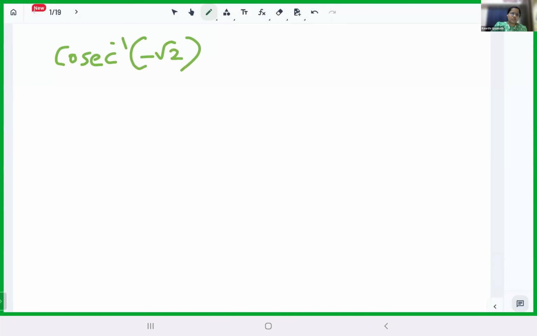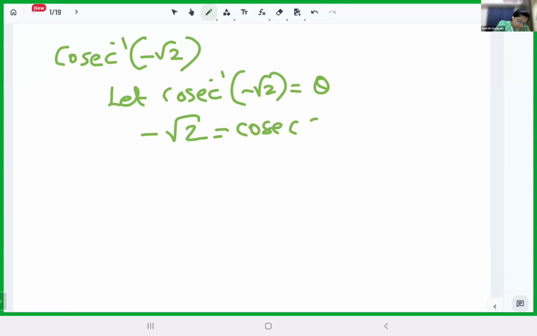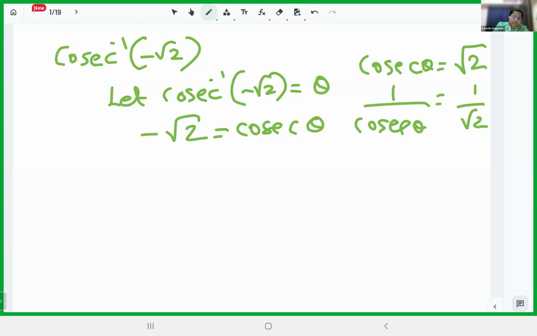Next question is cosec inverse of minus root 2. Let cosec inverse of minus root 2 be theta. So we can write this as minus root 2 is equal to cosec theta. We have to find out for which value of theta the function cosec will give root 2. If cosec theta is root 2, we can write 1 by cosec theta is equal to 1 by root 2. 1 by cosec theta is nothing but sine theta. Sine theta is equal to 1 by root 2.